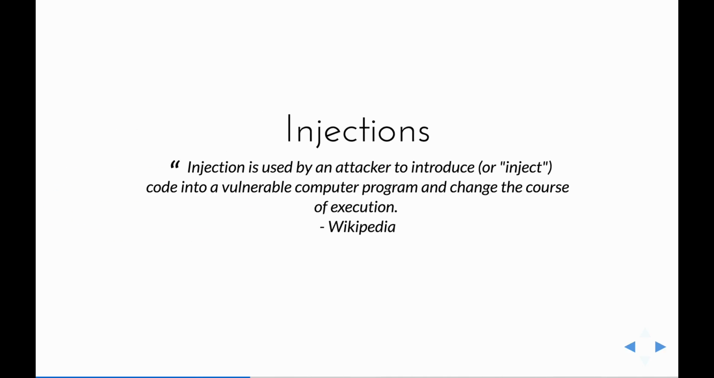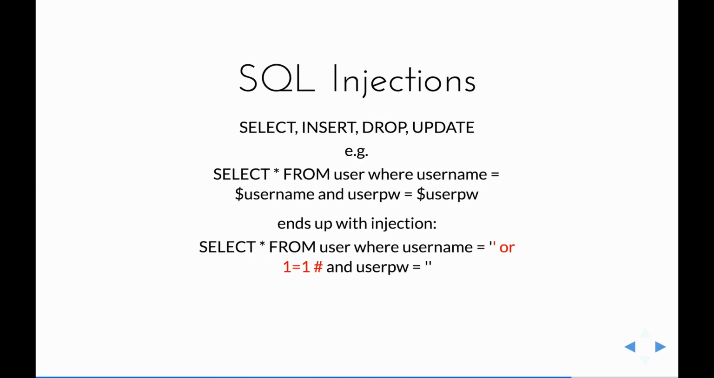So, injections again. What is an injection? According to Wikipedia, injection is used by an attacker or hacker to introduce or inject code into a vulnerable computer program and change the course of execution. So, for an SQL injection, we need an SQL statement to do something in our web application. With SQL injections, we can select, insert, drop, update everything from a database, okay?